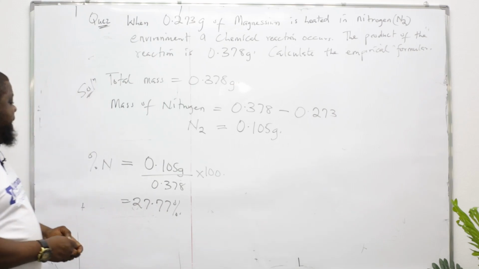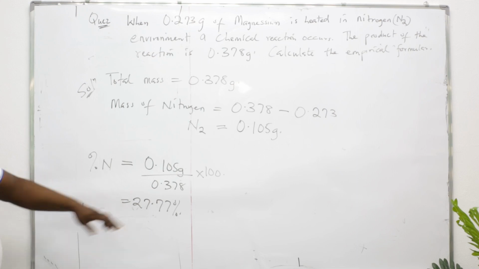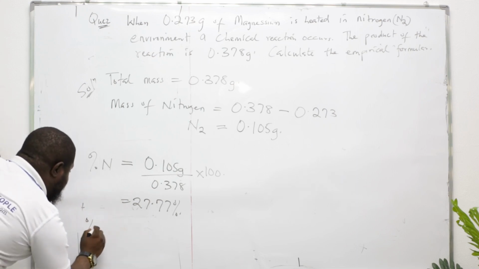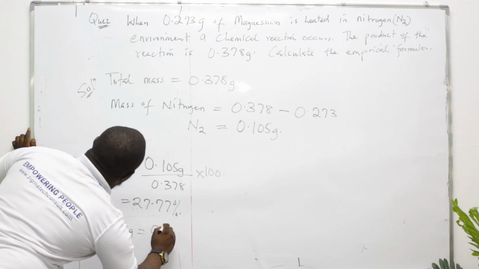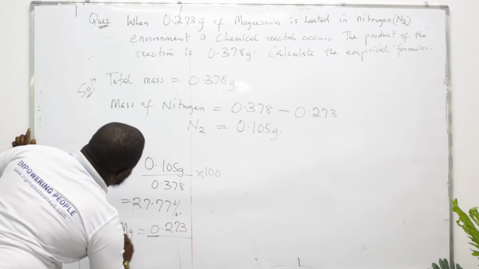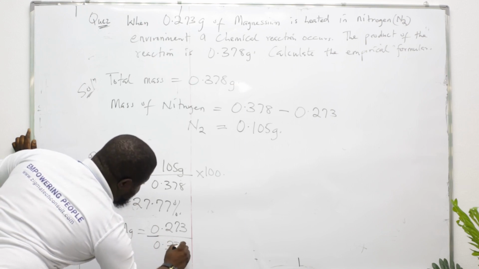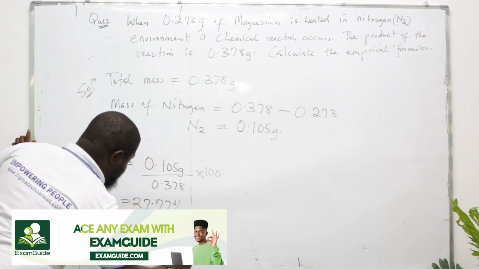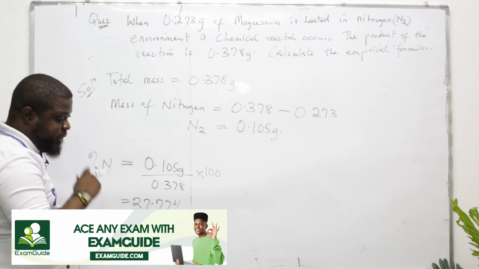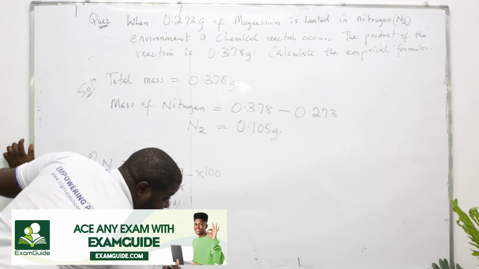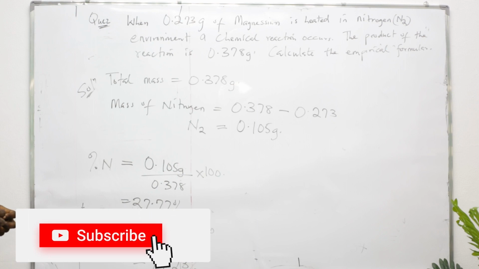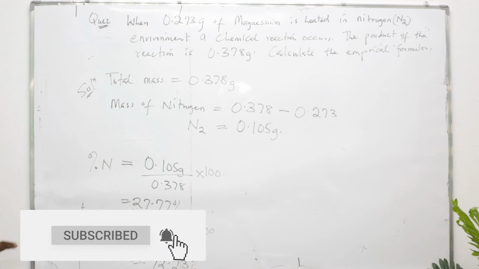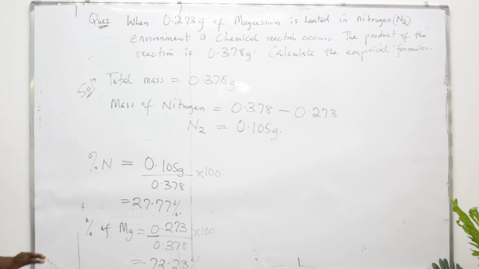27.77%. Now you've gotten the percentage of nitrogen. Now the percentage of magnesium will be 0.273 divided by 0.378 times 100, and it's going to give us 72.23%. Now we have gotten the percentage of nitrogen and magnesium.